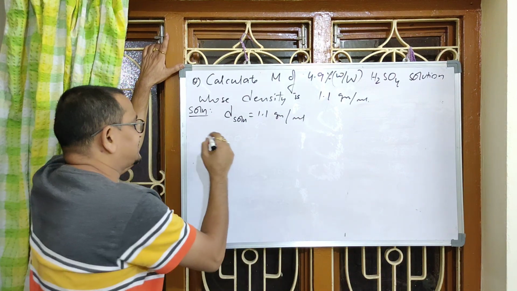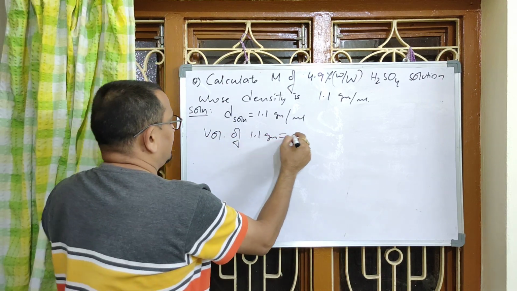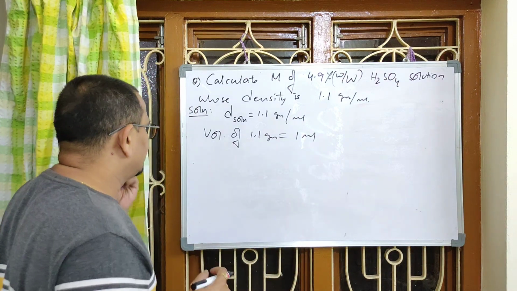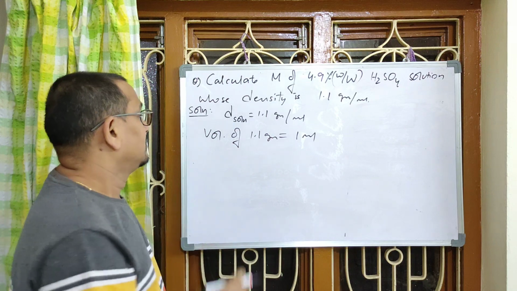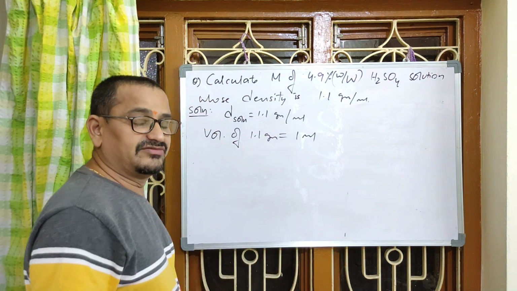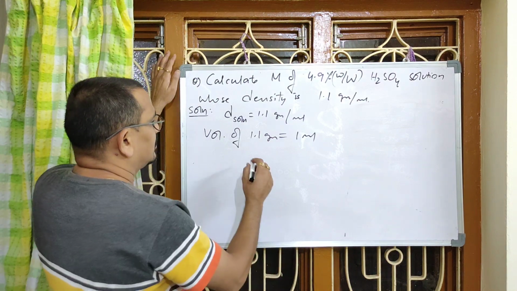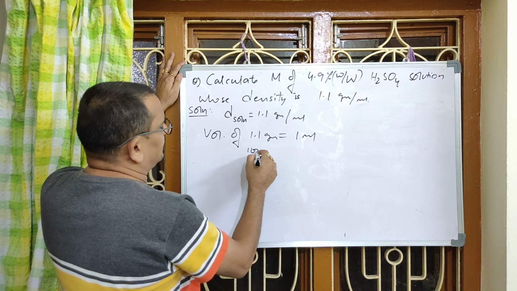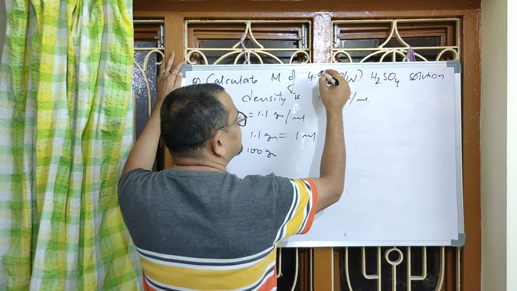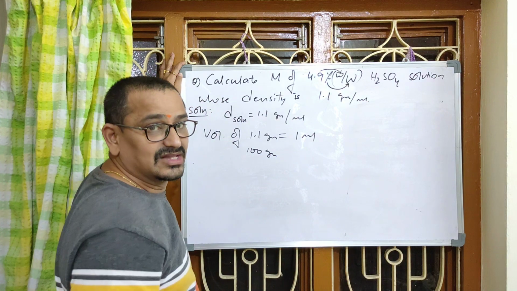Volume of every 1.1 gram is equal to 1 ml. So 100 ml is 100 grams, because how to understand this? 4.9 grams in 100 grams. What's the meaning of this?